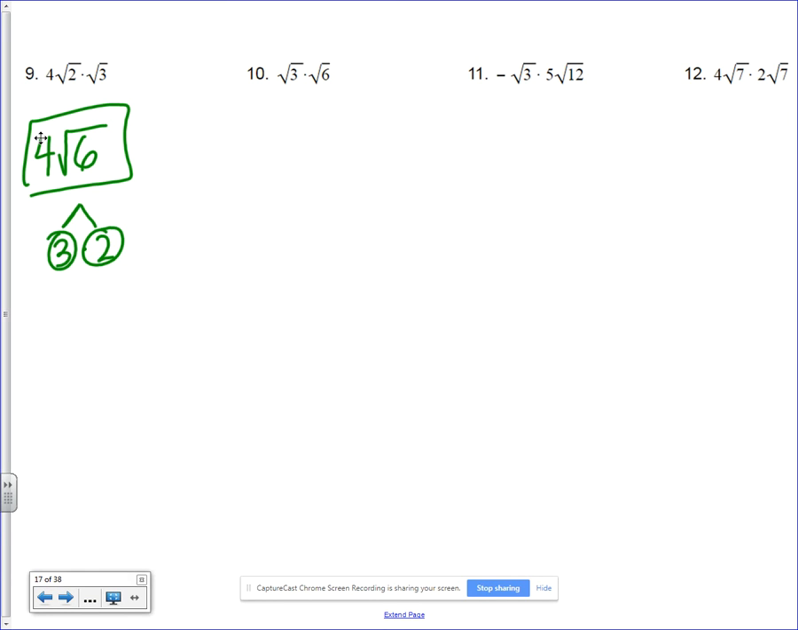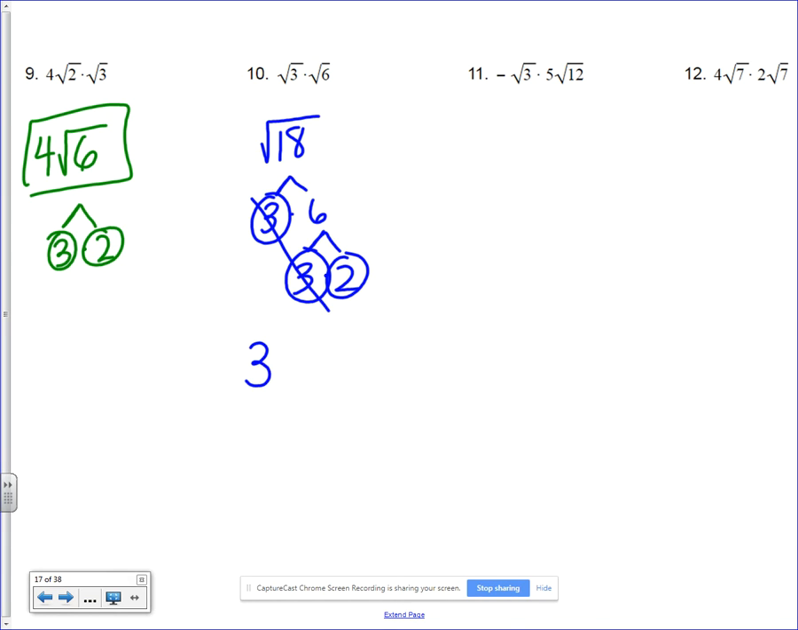All right, any coefficients at number 10? No? Multiply them and you get, is 18 perfect? No? Break it down. Break down the 6. Anybody getting out? A 3. What's left underneath? 2. Good.